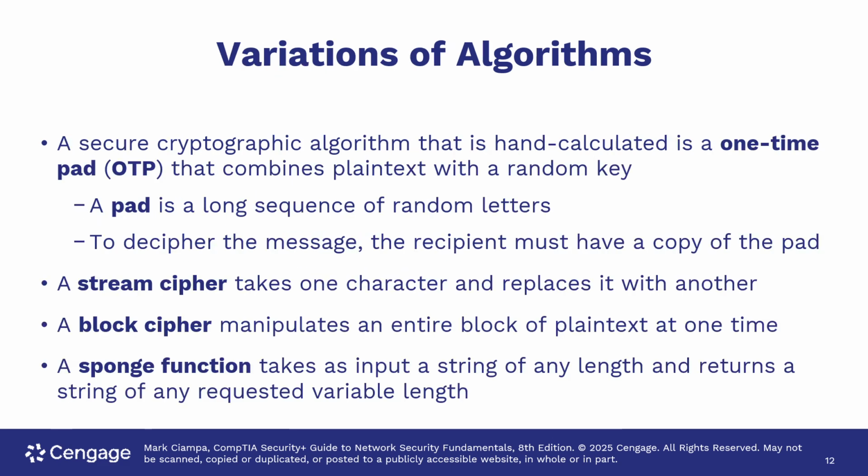So there are variations of the algorithms. A secure cryptographic algorithm that's hand calculated is a one-time pad. It combines plain text with a random key. The pad is a long sequence of random letters. To decipher the message, the recipient must have a copy of the pad. A stream cipher takes one character and replaces it with another. A block cipher manipulates an entire block of plain text at one time. And a sponge function takes as input a string of any length and returns a string of any requested variable length.